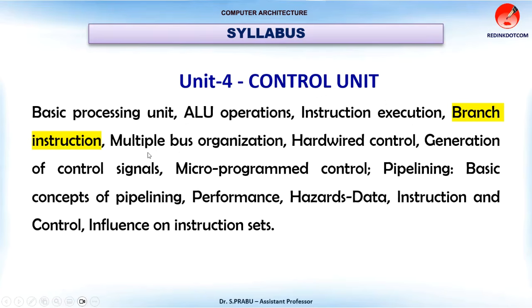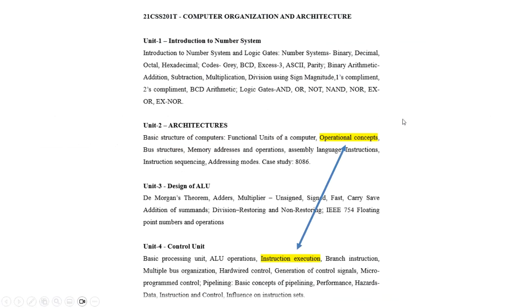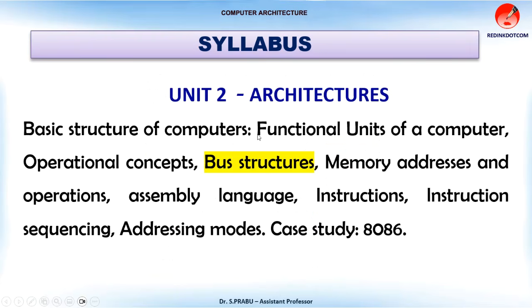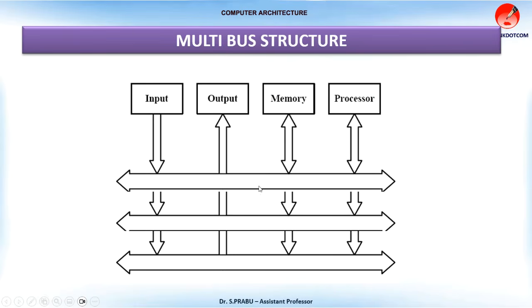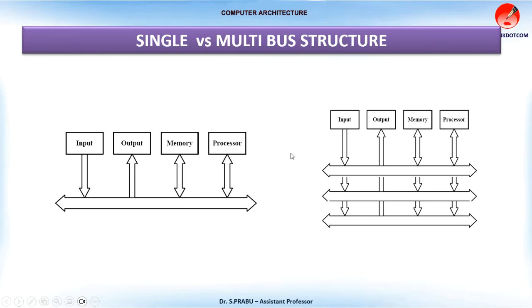Now let's see how these control signals can be generated in multiple bus organization. Like the connection between these two topics, there is a connection between multiple bus organization and the unit 2 content called bus structures. In this unit, we studied the bus structure like this. That means a single wire can be connected to the different components of the processor. In multiple bus organization, different buses can be used to connect the various components of the processor. We already know the advantages and disadvantages of these two structures.